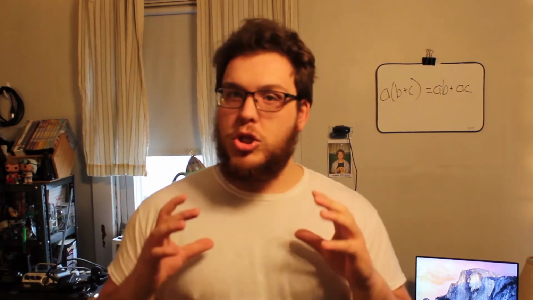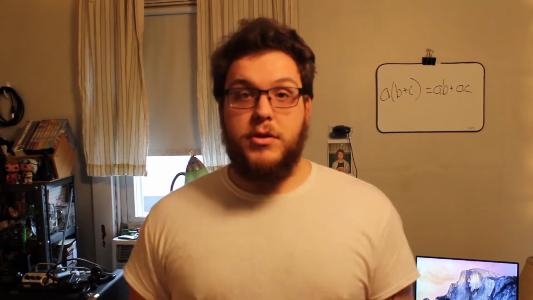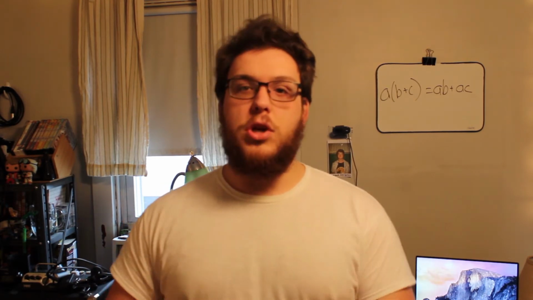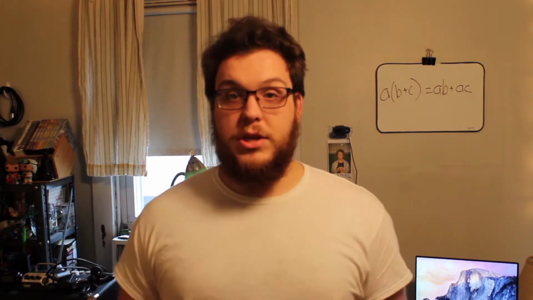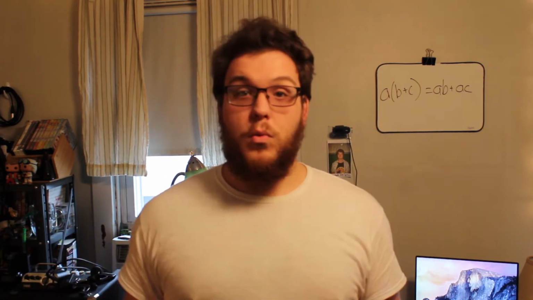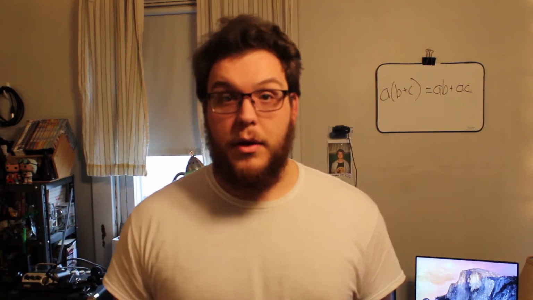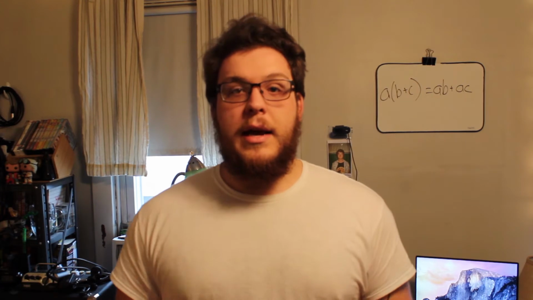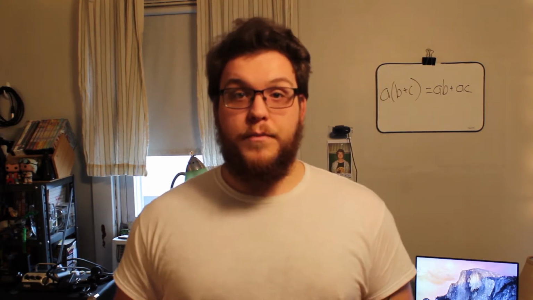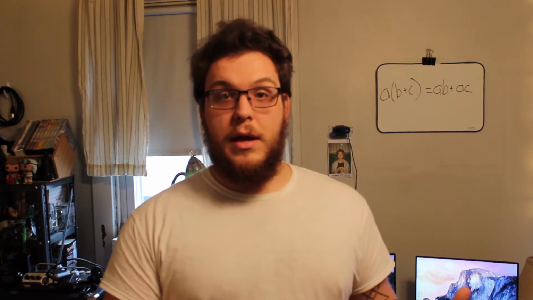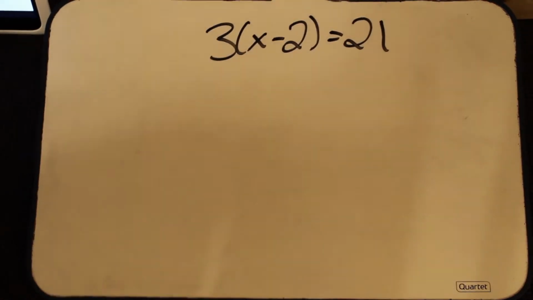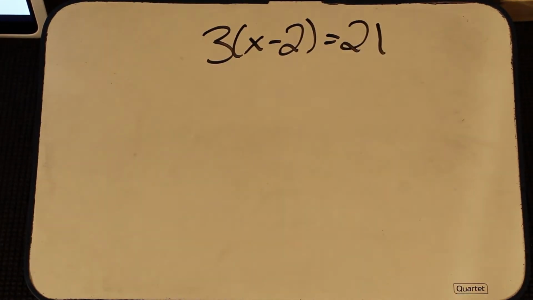It says whatever term is on the outside of that quantity, we can take it and multiply it by each of the terms in that expression that we're working with. So now that we have that, let's see what we can do with that property in terms of solving equations. Let's look at this first example. We have 3 times the quantity x minus 2 equals 21.